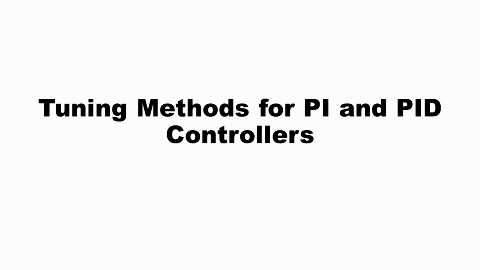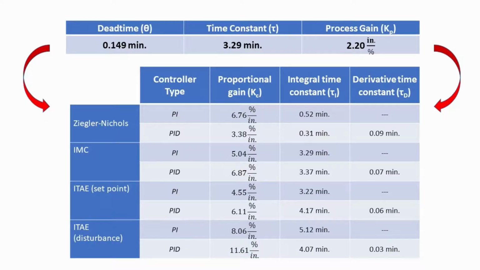Make controller parameters from the values for Kp, tau p, and theta p that were determined using the Ziegler response method. For each method, the parameters were defined for both a PI and a PID controller. The controller parameters for Ziegler-Nichols, IMC, ITAE setpoint, and ITAE disturbance were calculated. Each set of parameters was used to observe the response curve when a step change was made to the liquid level setpoint.